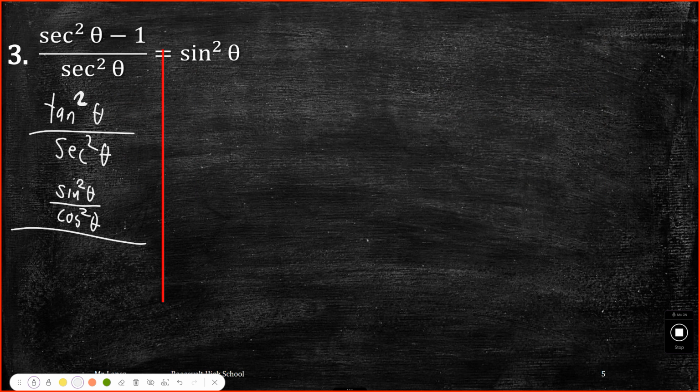And what's secant theta? What's secant theta? Well, don't worry about the 2 right now. We'll put a 2, but what's secant theta? 1 over cosine? So it's going to be 1 over cosine squared theta, no? Because it is. What can we do now? Cancel out the cosine squared theta, and sine squared theta over 1 is sine squared theta.